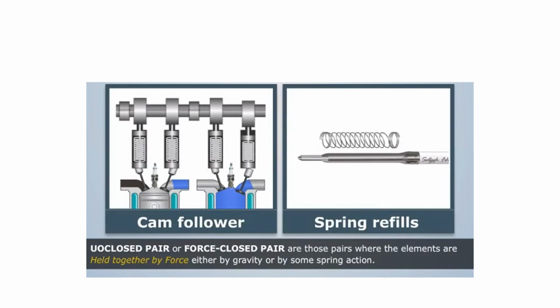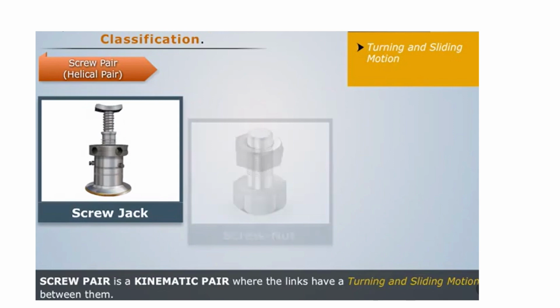An unclosed or force-closed pair means the elements are held together by some other mechanism like a spring. Screw pairs are another example. Like this we have turning and sliding motions. I have given some examples.